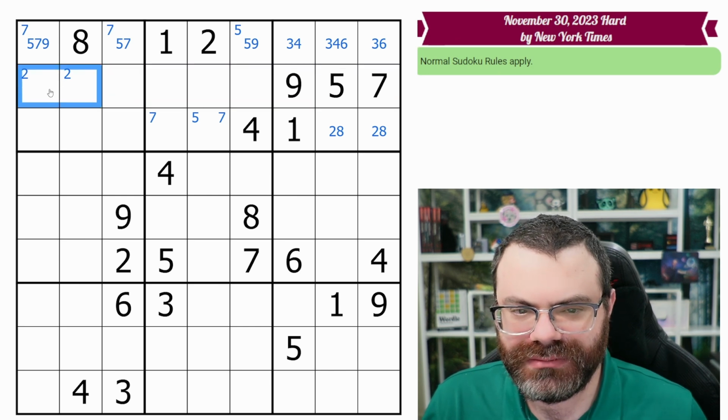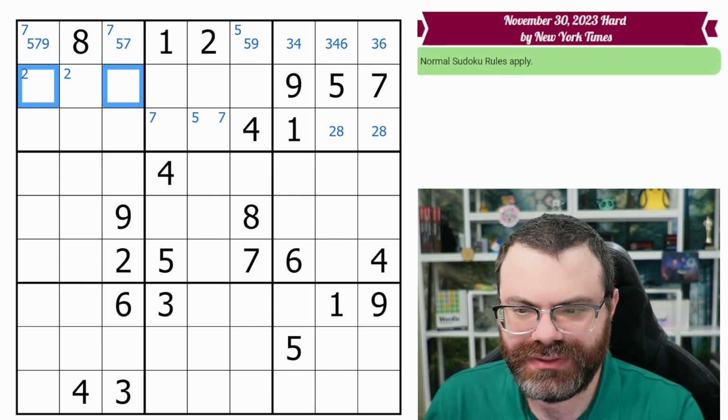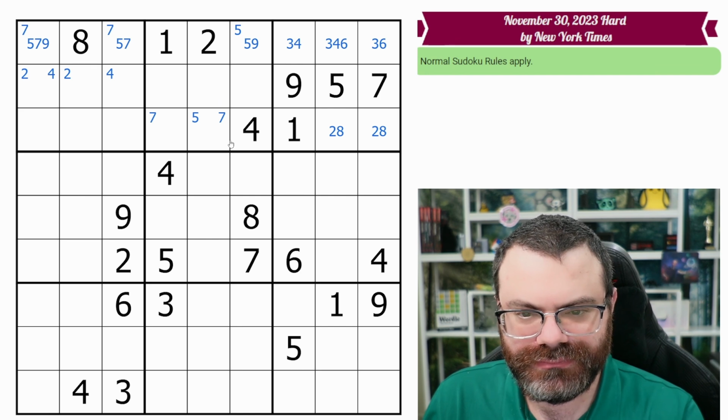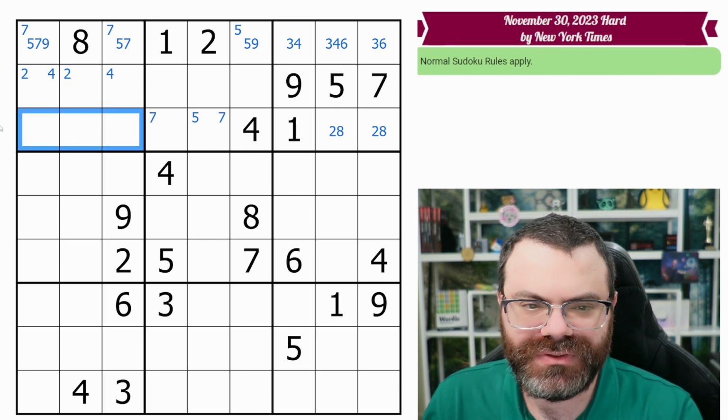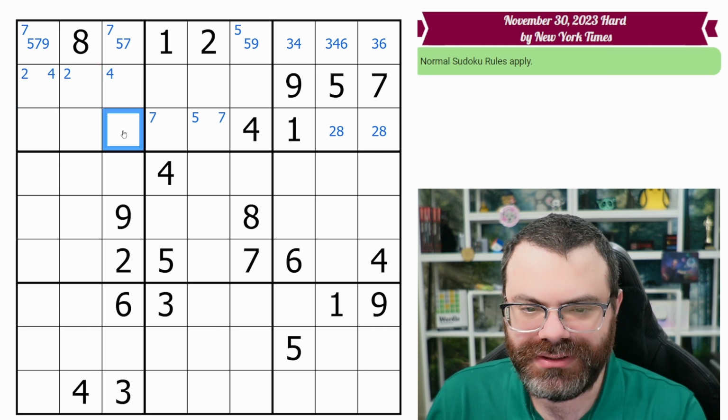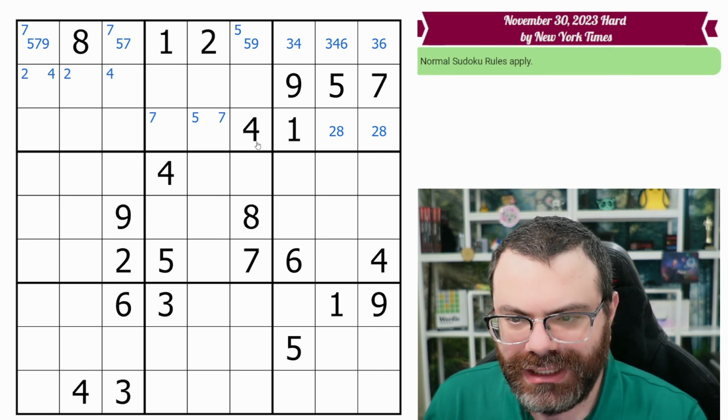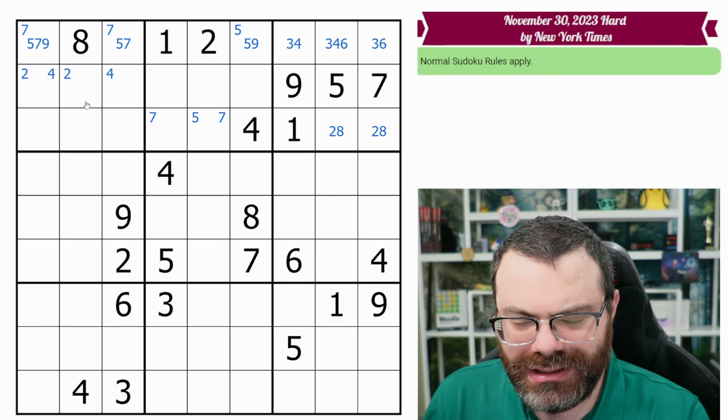4 in this row only goes over here. Actually, one of these 2. I've also seen it as a box logic. 4 in the box can also only go in one of those 2. Okay, I think that's all we're getting out of this right now.